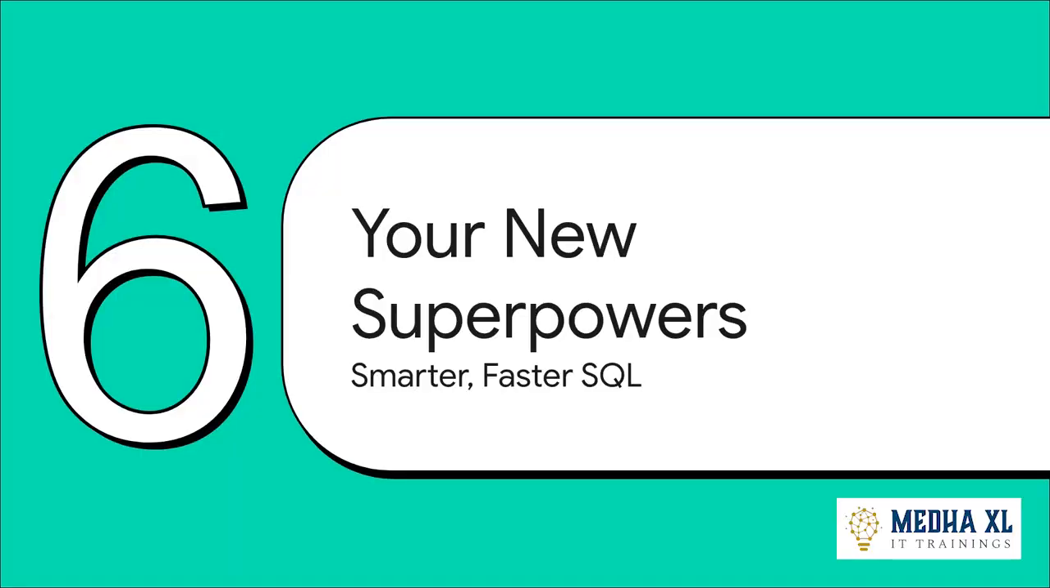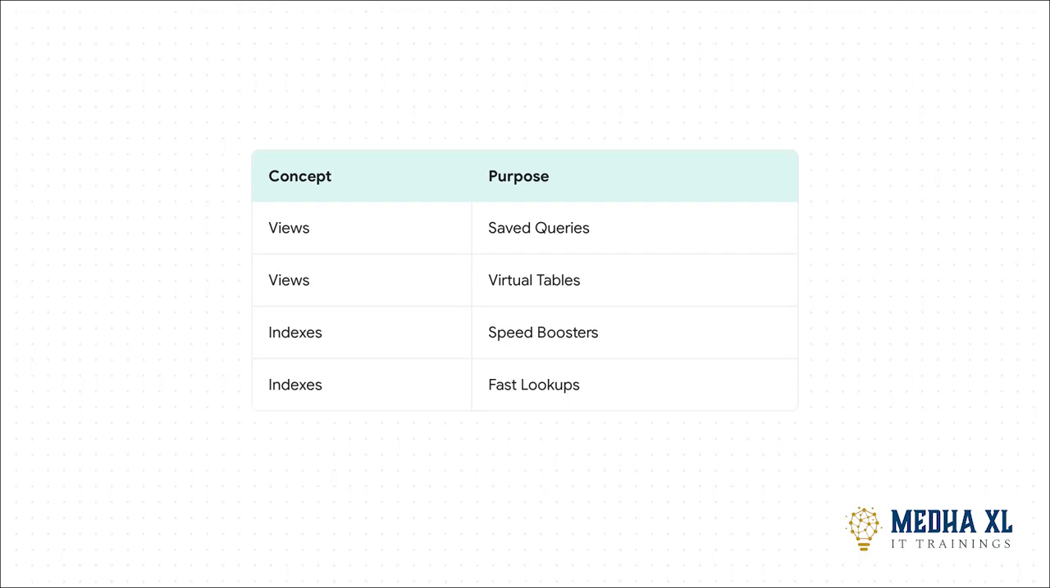And just like that, you've basically unlocked two new SQL superpowers. You're not just writing queries anymore. You're starting to design efficient, elegant, and professional database solutions. So let's recap it one last time. Views are your saved queries. They create virtual tables for simplicity and security. They're your smart tool. And indexes, they're your speed boosters. They enable fast lookups for when performance absolutely matters. They're your fast tool. Smart and fast.